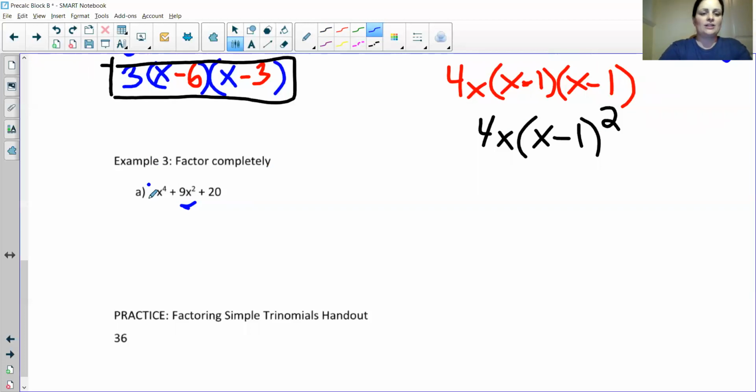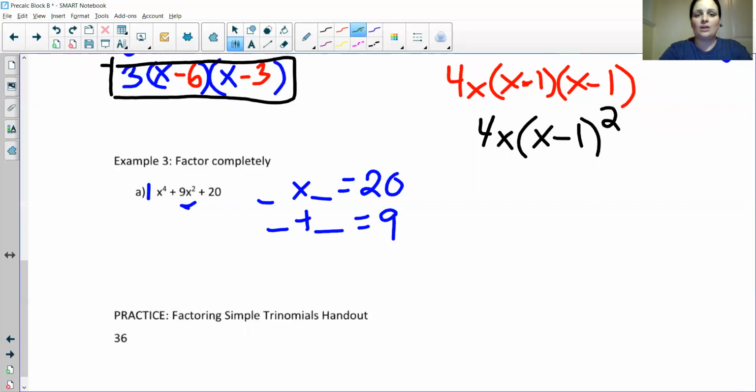We're still going to, the number in the A position is still a 1, so we're still going to look for two numbers that multiply to 20. And these two numbers will add to positive 9. Pause the video here and see if you can figure them out.